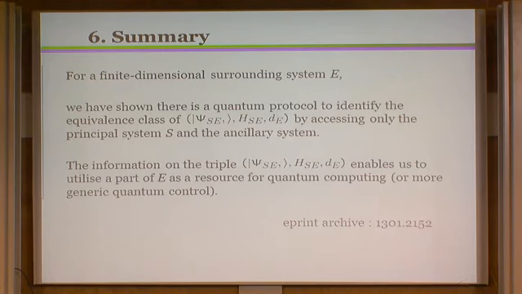And the information on the triple here enables us to utilize the surrounding system E as a resource for quantum computing. But quantum computing is only one of the possibilities we can have if we have full command over the entire system. So this can be applied to any quantum control tasks. So that's about it. Thank you very much.